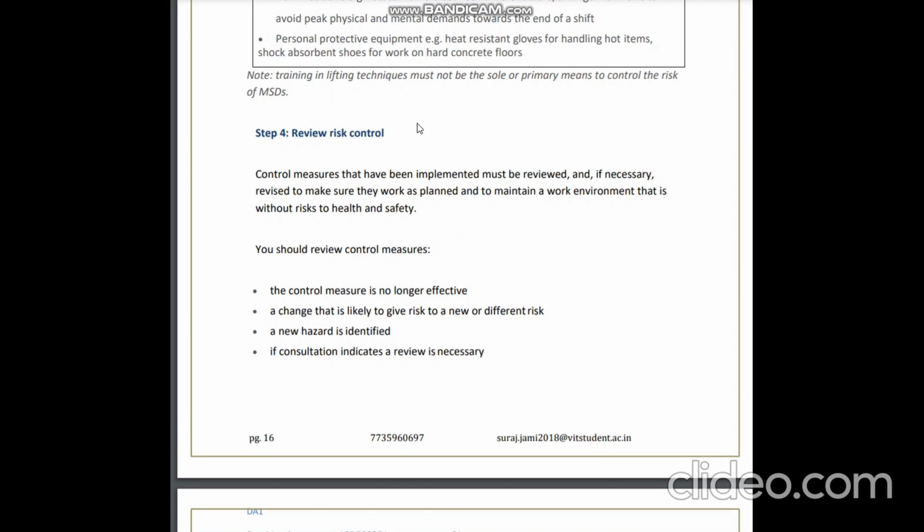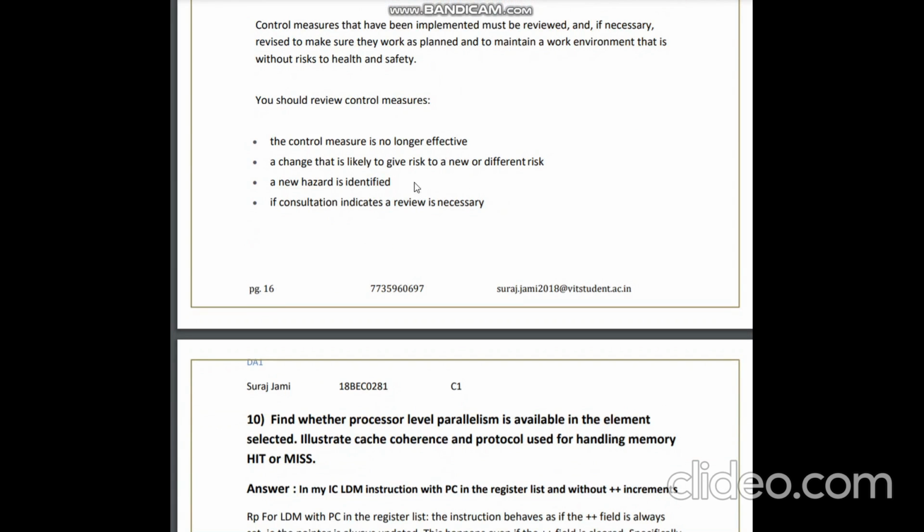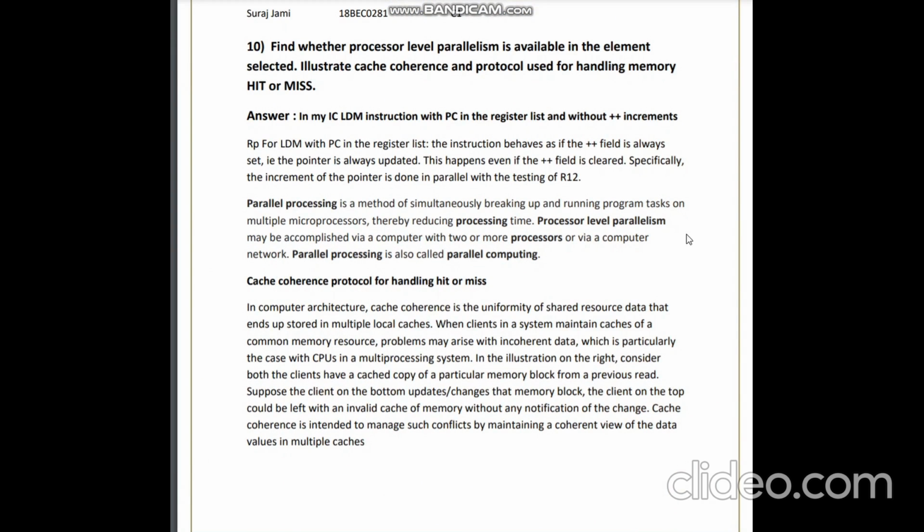Then we have to review the risk control. How can we do it? When the control measure is no longer effective, or when a change is likely to give us a new, different risk. New hazards should be identified if consultation indicates a review is necessary. Find whether the processor level parallelism is available in the element selector. Illustrate cache coherence and protocol used for handling memory hit or miss. In ARM, the LDM instruction with PC in the register list and without plus plus increments.